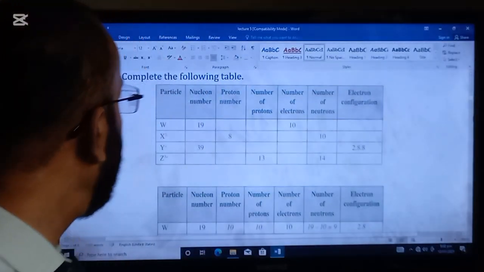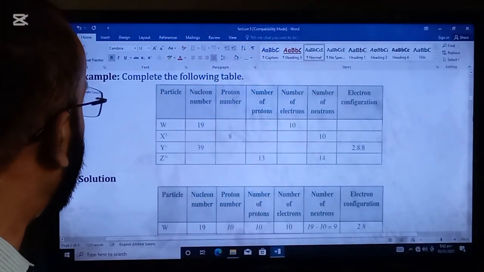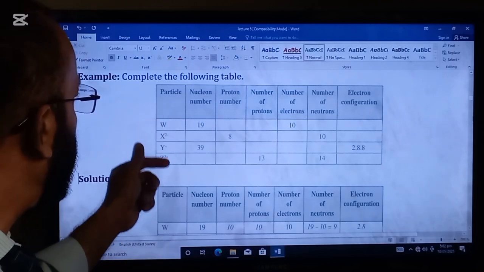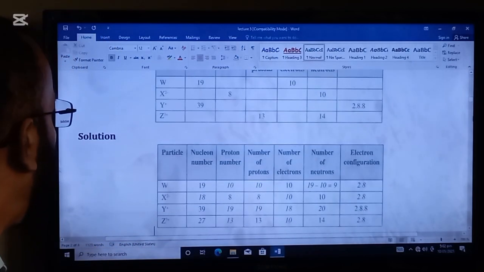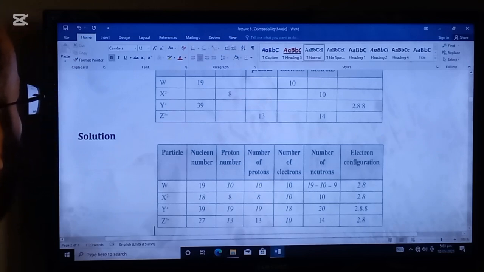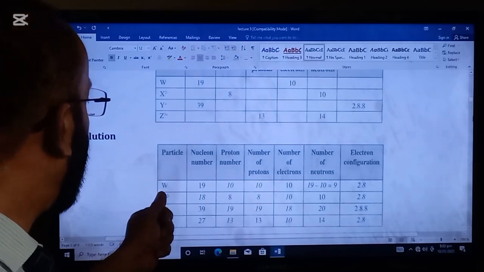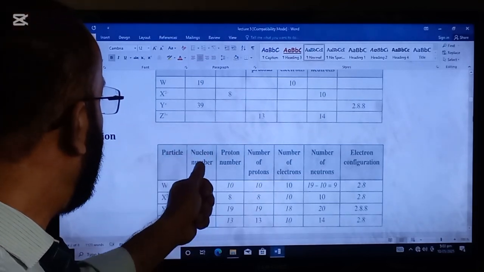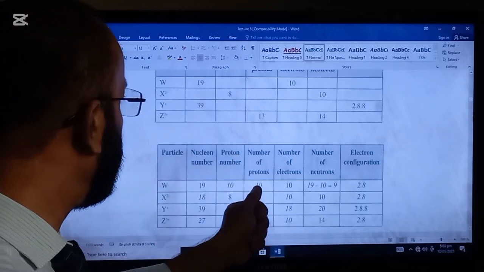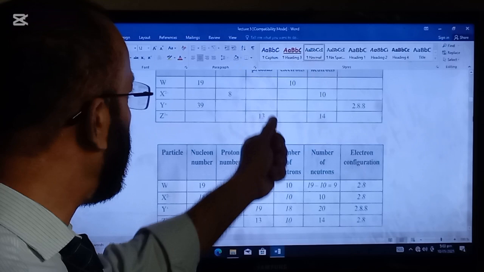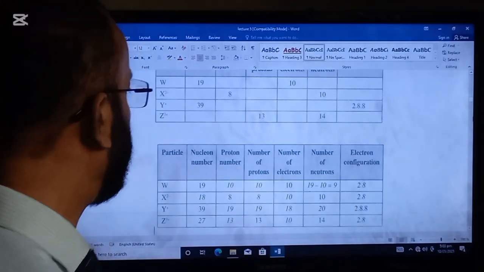Here is an example. Complete the following table. So some particles are there and some things are missing, and we are going to complete the table. In particle W, nucleon number 19 is given, the proton number is missing, and so on.